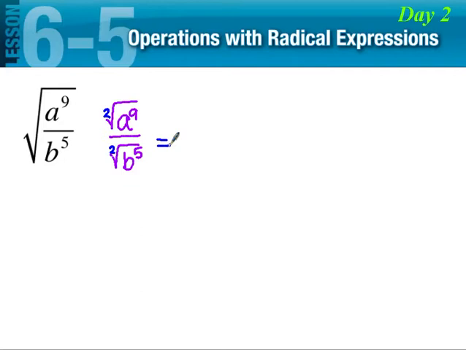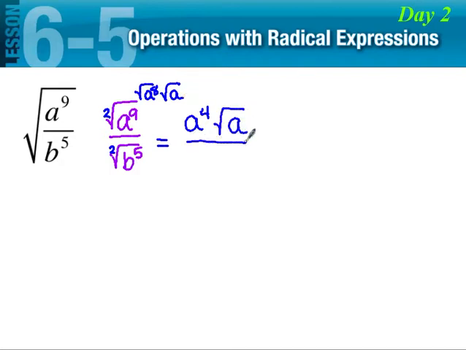I have to think about how many times does 2 go into 9? Well, the problem is it doesn't go in evenly. So what is the largest number that's smaller than 9 that 2 goes into? 8, right? And so really it would be a to the 4th power. So really it's like you have square root of a to the 8th and square root of a, for those of you that are having a hard time visualizing this. And so here's my square root of a to the 4th right here, and then I'm going to be left with square root of a.